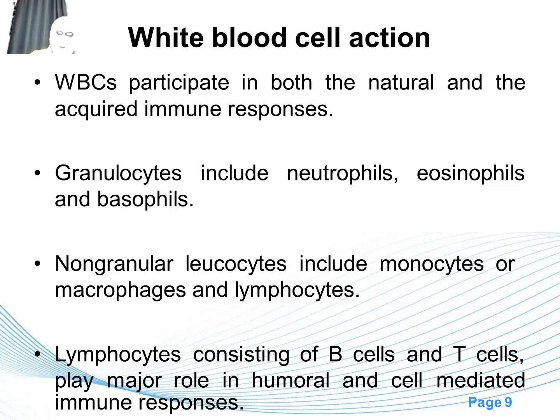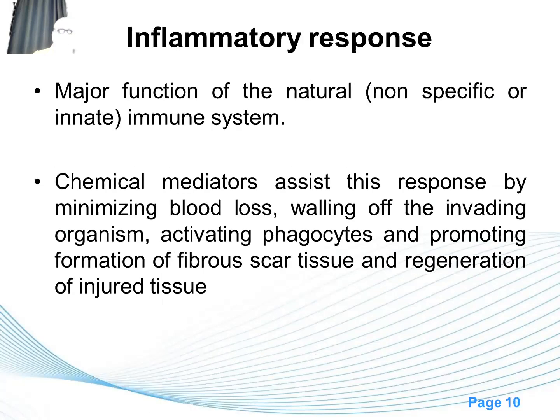So lymphocytes consist of B cells and T cells, where the B cells are produced by the bone marrow and the T cells are produced by the thymus. And they play a very important role in the humoral and cellular immune system. So the inflammatory response is one of the major functions of the natural, non-specific or innate immune system.